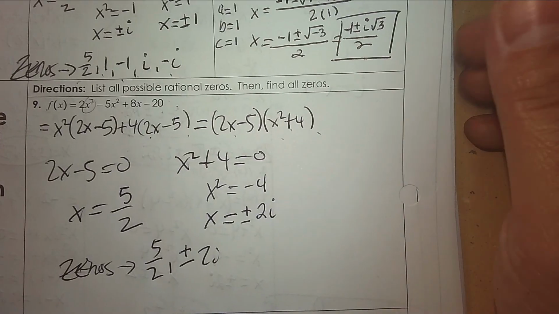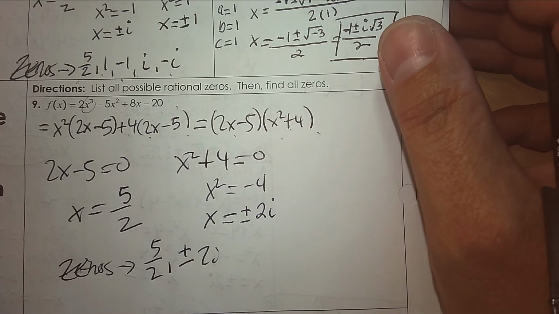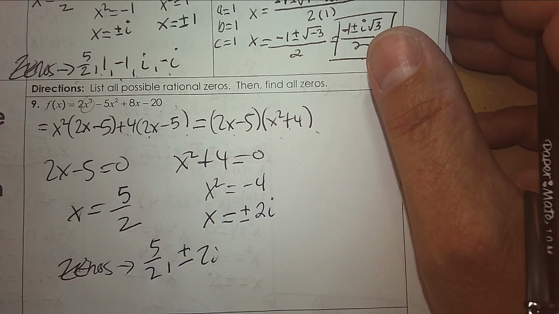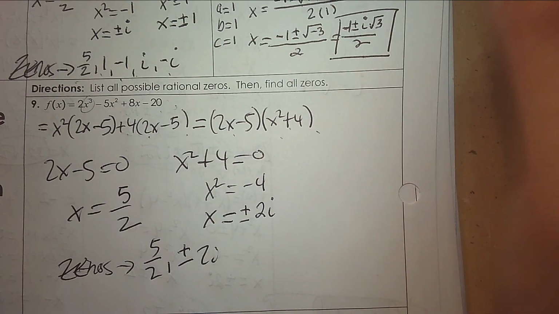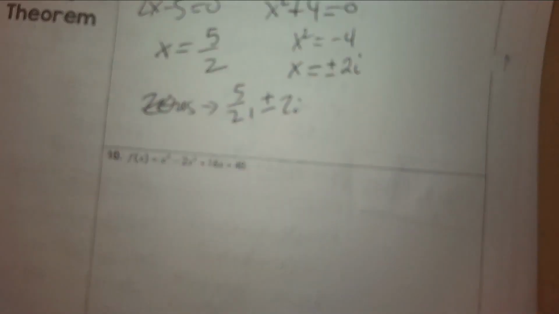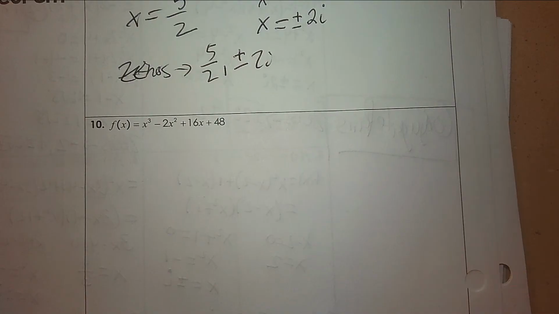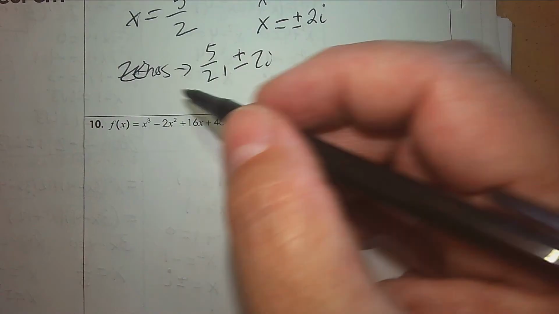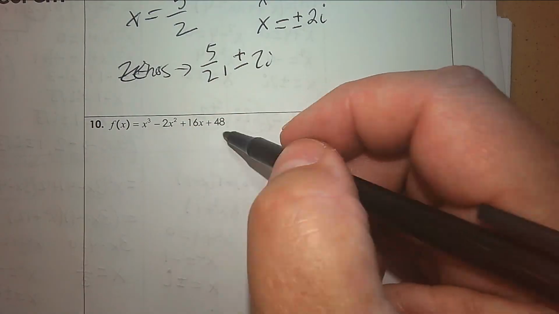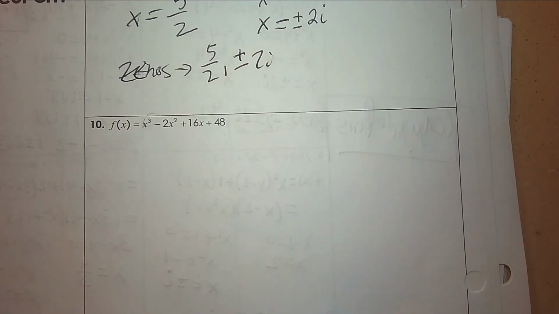All right, last one for the video. Number 10. Eduardo, you ready? Maybe you can try grouping. So the fundamental, you're right, I could try it. The fundamental theorem of algebra, the degree is 3. How many zeros am I going to find?